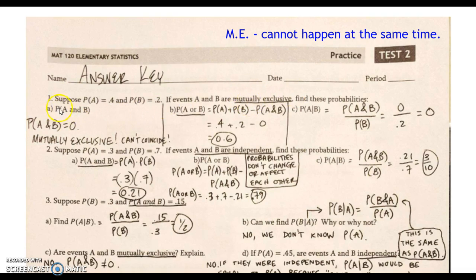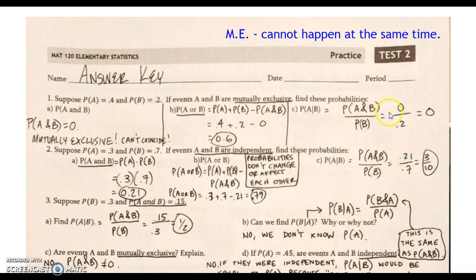That helps us figure out the probability of A and B. Well, they can't happen at the same time. They are mutually exclusive. They can't coincide. The probability of A or B, that formula is the probability of A plus the probability of B minus the probability of A and B. Well, we know A and B is 0, and we know these two probabilities, so it's a very simple process.